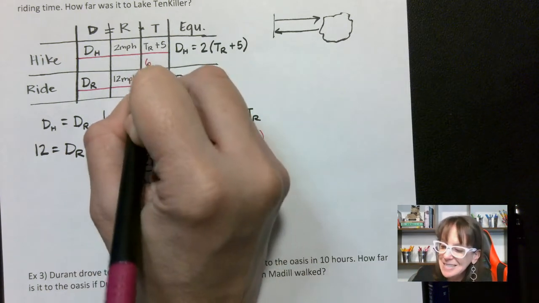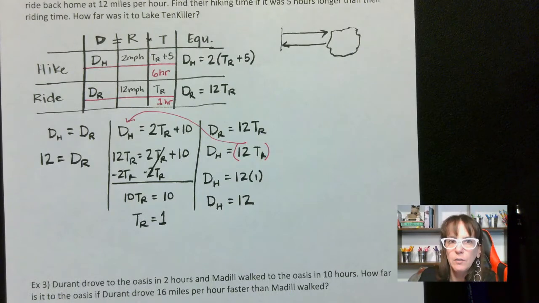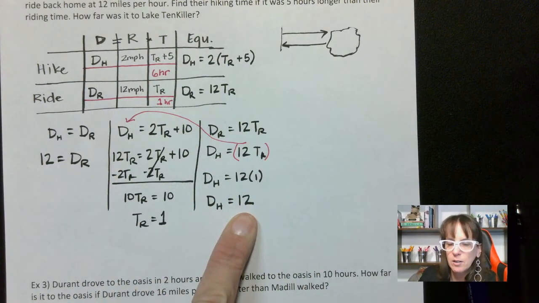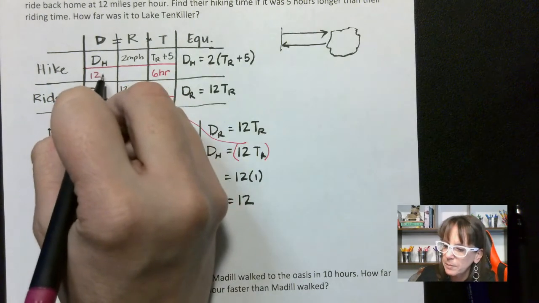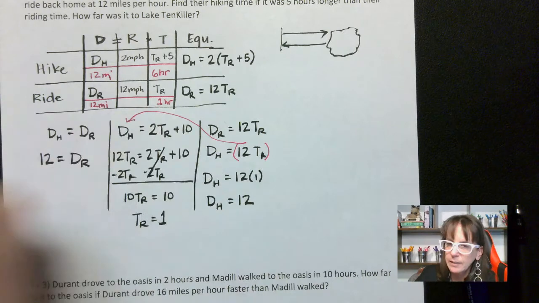That's going to be 6 hours. So we have 6 hours there. Now, we already know our rate here, and then our DH is 12, and our DR is 12. So this is going to be 12 miles and 12 miles.